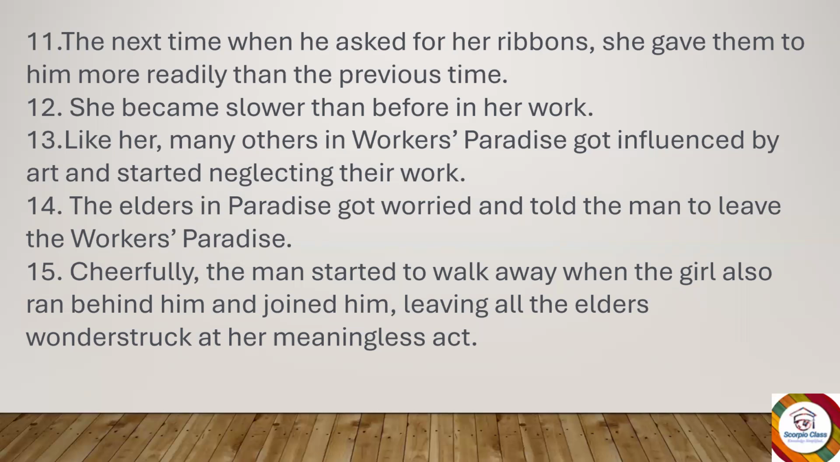Okay, so these are some points which complete the entire summary of the chapter where a man goes wrongly into workers' paradise who doesn't do any work except painting, and because he's an artist, so how he influences and the entire change occurs, and at last he was sent out of the paradise and even the girl who was influenced by him walked along with him. So this is the entire summary in a very short way.